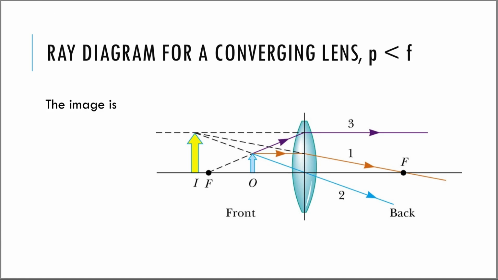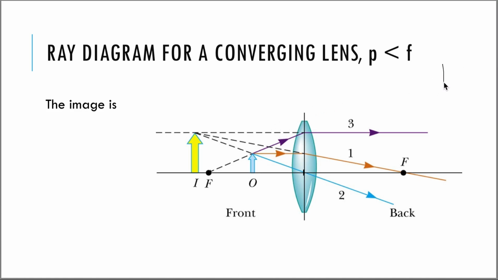Let's finish up this section on ray diagrams for converging lenses. We just saw the properties of the image when the object was placed further than the focal point. In this case, we're going to look at what happens when the object distance P is less than the focal length. So the object is going to be placed somewhere between the lens and the focal point. These ray diagrams are a little bit harder to draw, but we just need to follow the same exact rules.